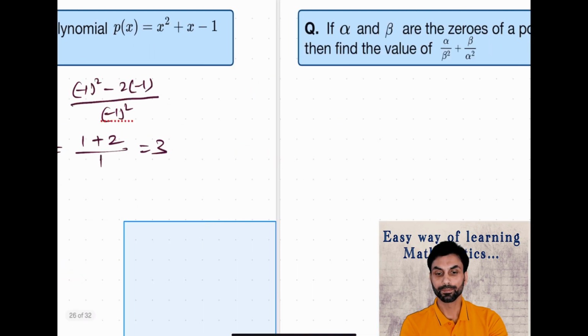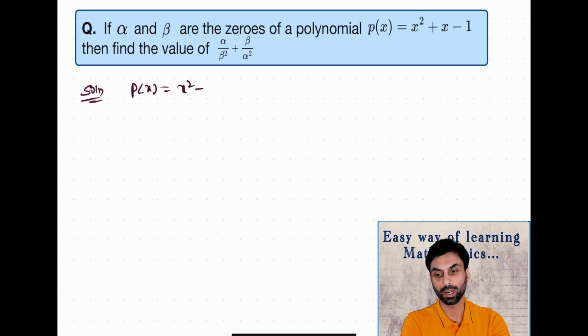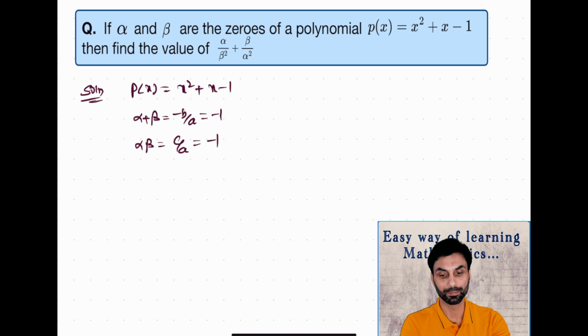The next question is: if alpha and beta are the zeros of a polynomial p of x equals x square plus x minus 1, then find the value of alpha upon beta square plus beta upon alpha square. So again, we'll take p of x equals x square plus x minus 1. Here the value of alpha plus beta will be minus b upon a, that is minus 1, and alpha into beta is c by a, which will also be minus 1. Now we have to find the value of alpha upon beta square plus beta upon alpha square.